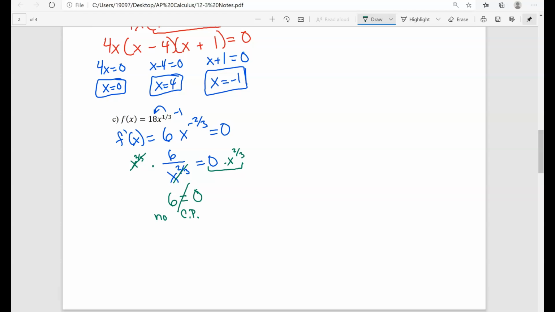Okay, now notice here that this doesn't mean that there's no critical points. I mean, you can still get a critical point, but we need to now check the second part. Because this was the first part, we just set the derivative equal to 0. The second thing that we want to do is check when is the derivative undefined. Is that even possible? So let's see. Right now we know that the derivative is 6x to the negative 2/3. Well, if I change this up a little bit, I get 6 over x to the 2/3. When can this be undefined?